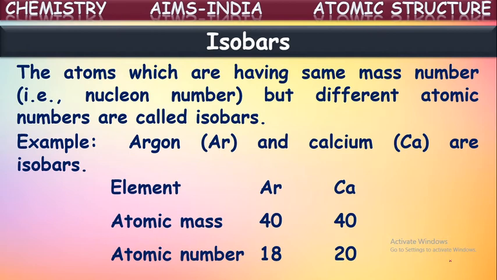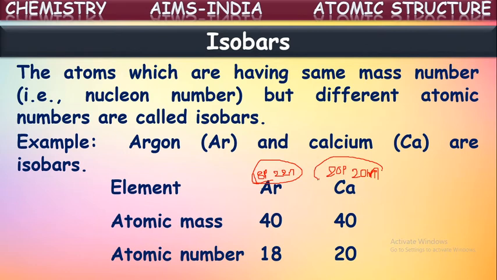This is, of course, due to the different number of neutrons. Argon has 18 protons, whereas 22 neutrons are present in argon. Whereas if you see the calcium atom, it has 20 protons and 20 neutrons. Both are different here. The number of protons and number of neutrons are different for these two atoms. But the sum of the nucleons, in total, is 40.